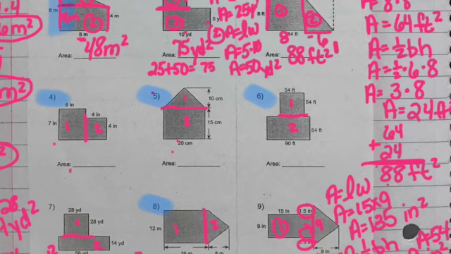Now we have to add 135 plus 54. And 135 plus 54 is 189 inches squared. Okay, so I have done 1, 2, 3, 4, 5 problems with you, and you have 4 to do.